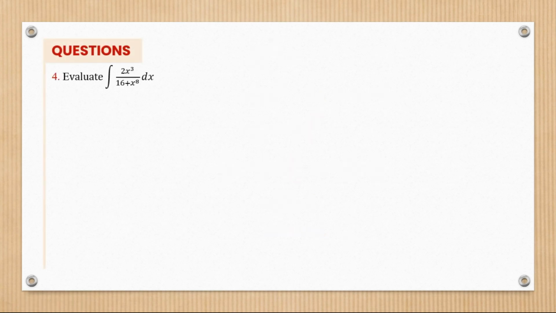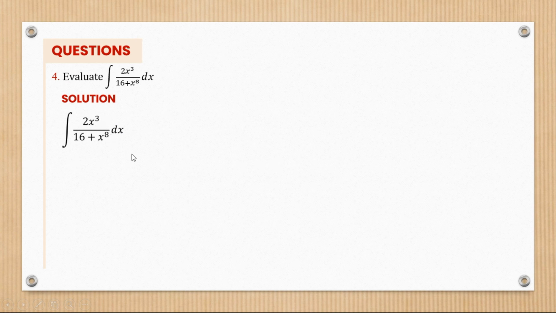We're being told to evaluate the integral of 2x cubed over 16 plus x to the power 8 dx. Now this is also a question that requires tan substitution. The difference here is you can see x to the power 8, and then we have 2x cubed at the top.